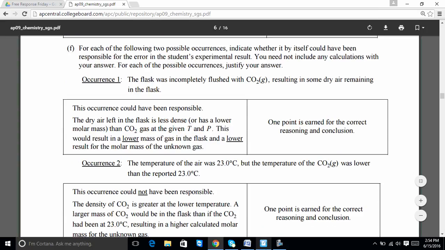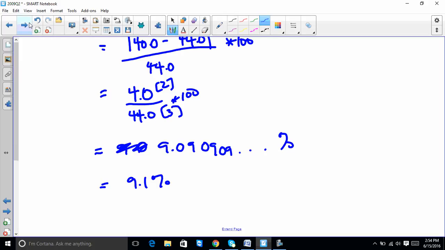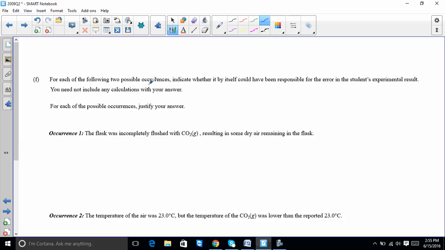Okay, now these next two problems, I think, are quite tricky. So here's the deal. For each of the following two possible occurrences, indicate whether by itself it could be responsible for the error in the student's experimental result. You need not include any calculations with your answer. For each possible occurrence, justify your answer. So the question is, so I'm going to do this. Mr. T conquers over pervs, and here's the question.